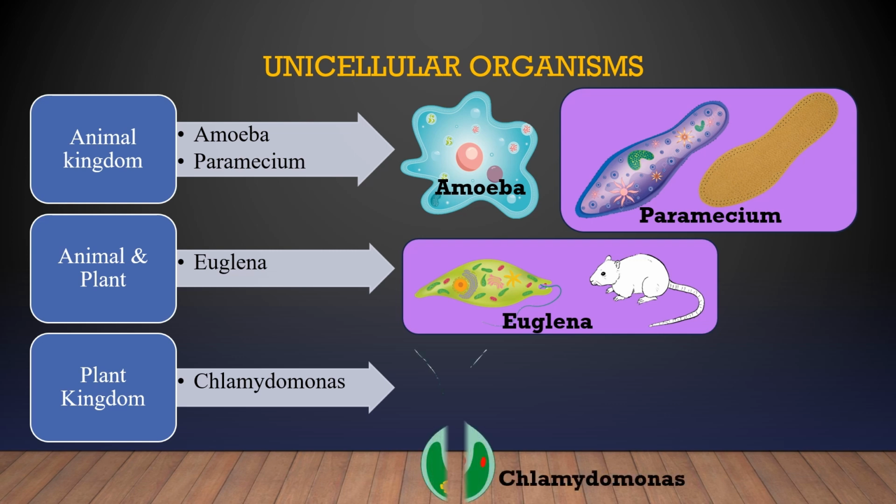So lastly, we have Chlamydomonas from plant kingdom. Chlamydomonas can make its own food, so it's under plant kingdom. So, can you think of what Chlamydomonas resemble in our daily life? If yes, please do let us know in the comment.